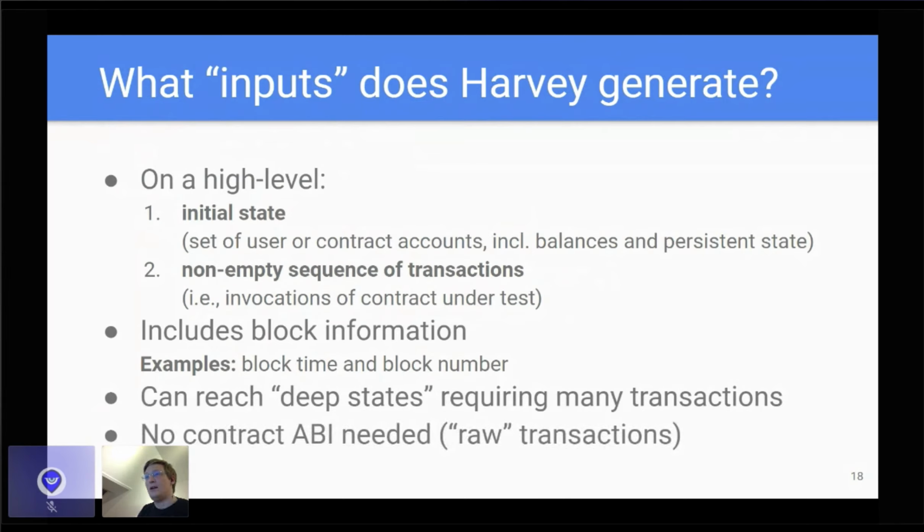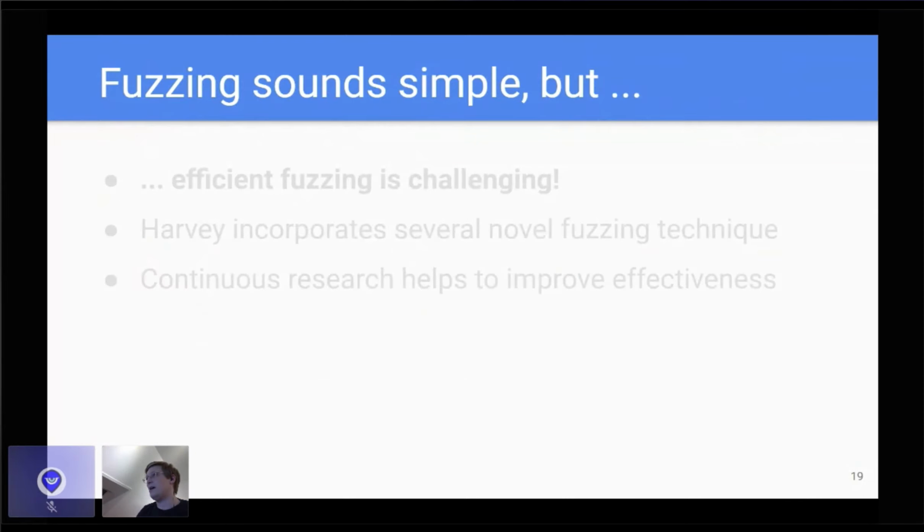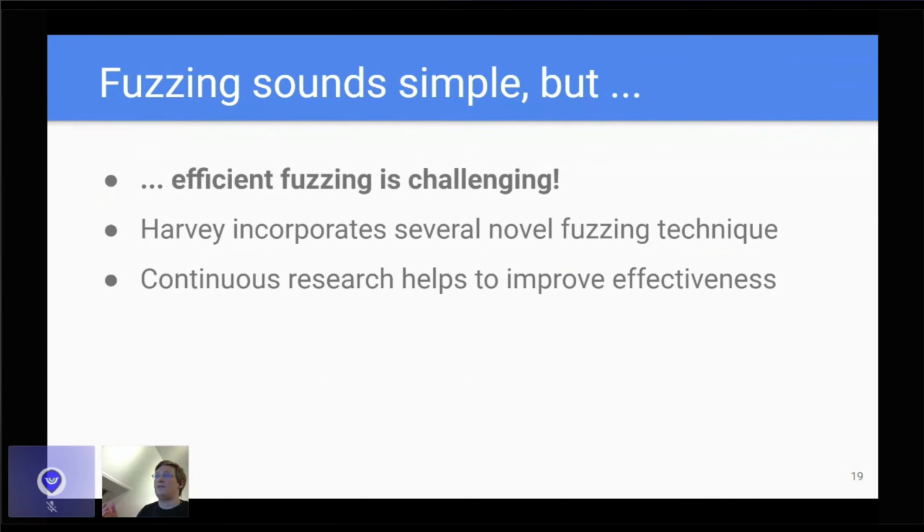Another interesting thing is that the fuzzer doesn't need an ABI to know which functions are available. It just figures it out itself, by sending raw transactions to the contract. Based on this description, it sounds like fuzzing is pretty simple, but actually making fuzzing efficient is very challenging. Harvey incorporates a lot of novel fuzzing techniques, and we're continuously doing research to improve the effectiveness of our tools.